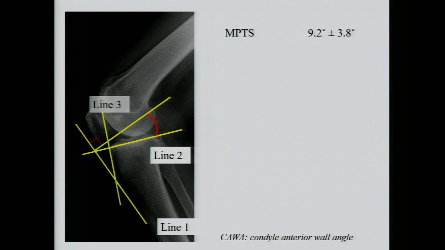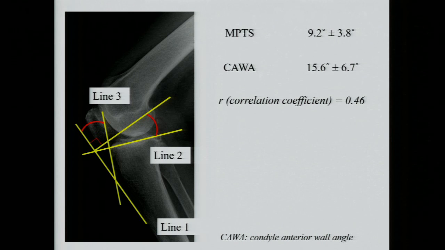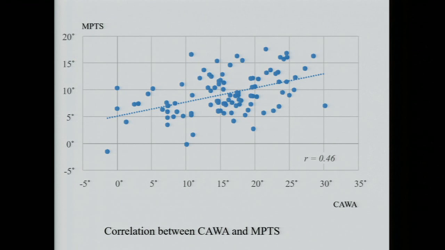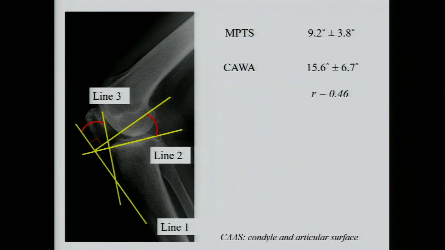Okay, the other one, line 3, is very important. Line 3 is the line along the anterior wall of the tibial condyles. So I repeat, line 3 is the anterior wall of the tibial condyles. And you can see we measure the CAWA. This is the angle between line 1 and line 3. You can see the CAWA has a correlation with the MPTS.